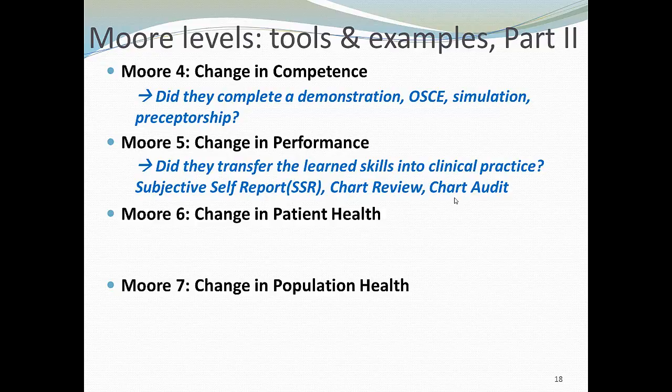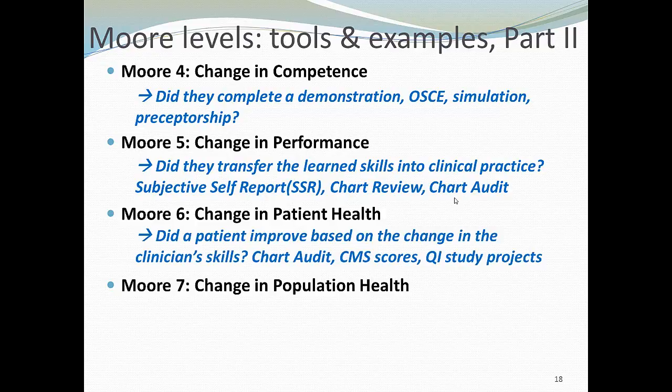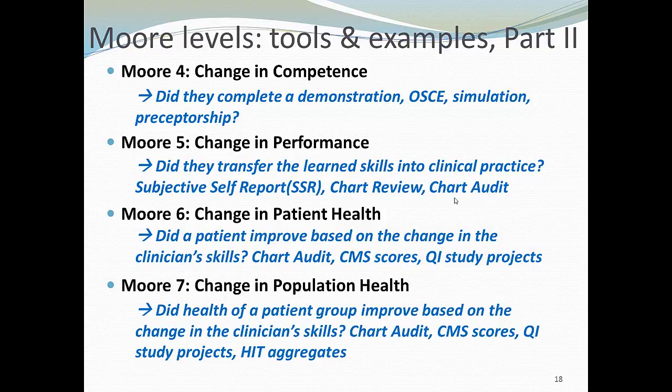Change in patient health, how would we measure that? Things like electronic record review, like diagnoses and infection rates. Exactly. CMS scores, quality improvement projects. And how about a change in population health? Wouldn't it be similar, but just a broader range? Yes. Chart audit, CMS scores, QA study project, aggregates from your healthcare IT system or insurers.